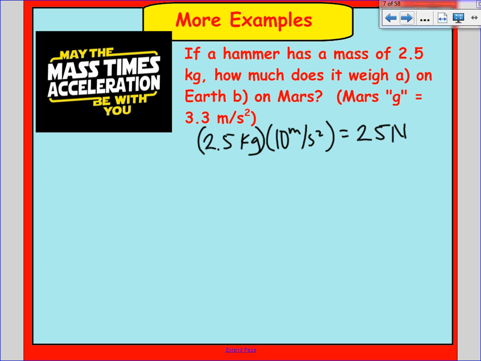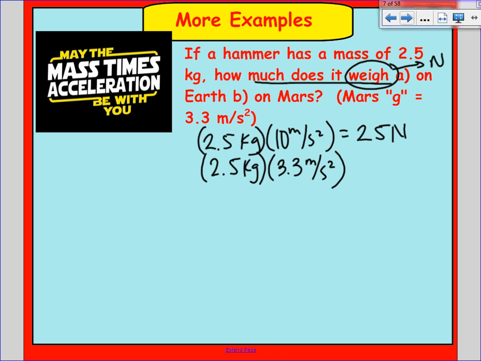Notice it doesn't tell us specifically that it wants pounds. So if ever it tells you how much does it weigh and doesn't specify, it's assuming newtons. So we can leave it just like that, 25 newtons. Now on Mars, the same mass of the hammer is going to be pulled down with an acceleration of 3.3 meters per second squared, and that's going to come out to be 8.25 newtons. So it wouldn't weigh as much on Mars as it does on Earth.